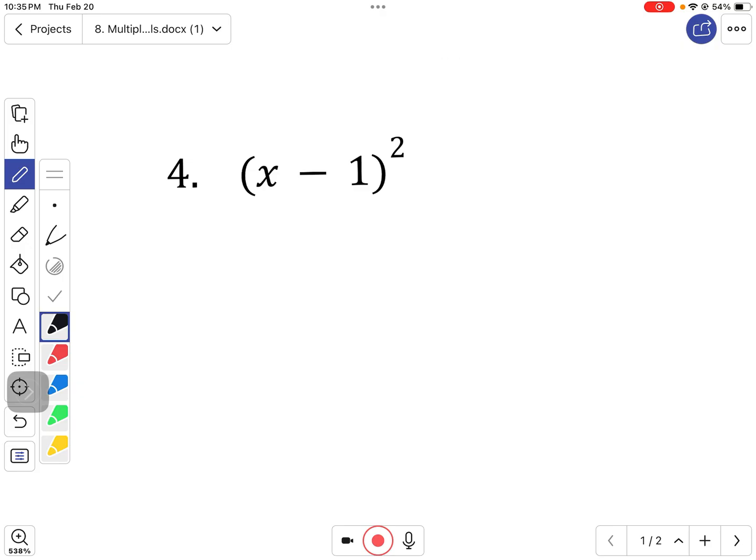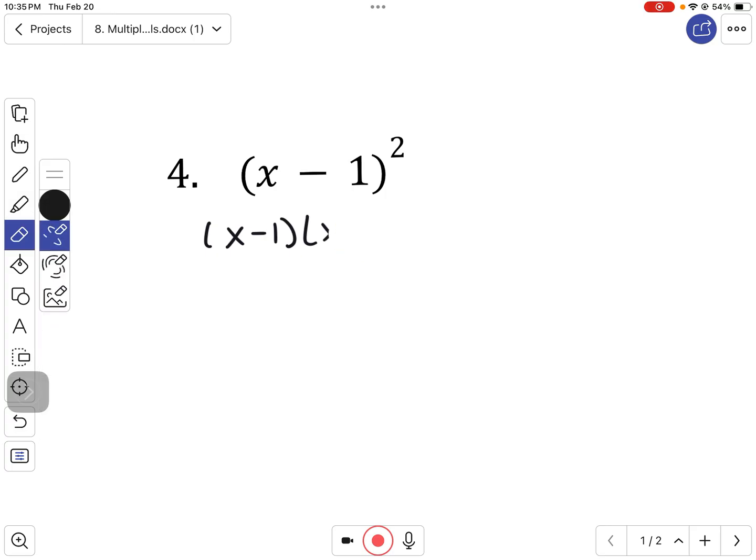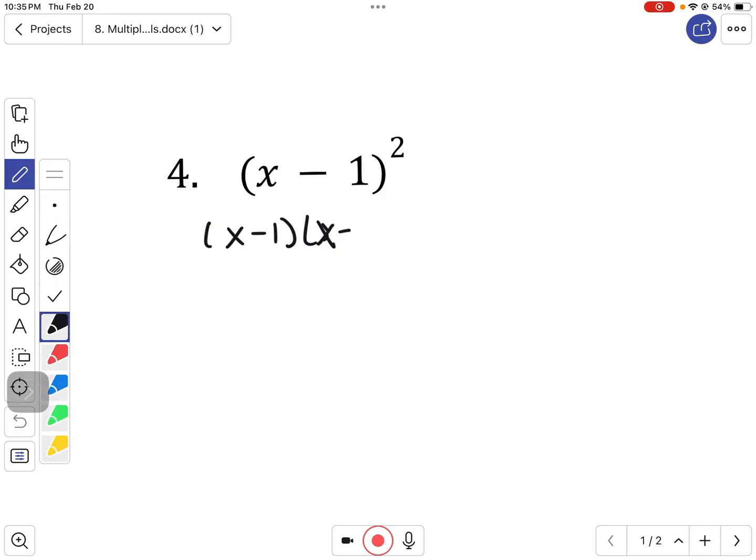Okay, so in our notes, we said if we have something that is squared, that doesn't mean that I'm going to say x squared minus 1 squared. That's not what I'm asking it to do. What it's asking you to do is you really have it 2 times. So you have x minus 1, and then you also have another x minus 1. Okay, so now I have a 2 by 2, so I'm going to draw that box.